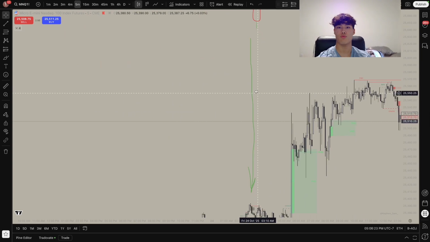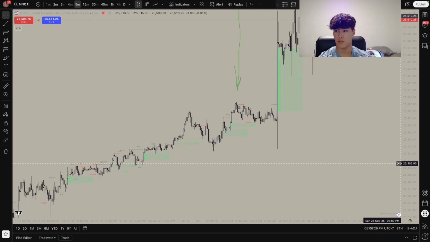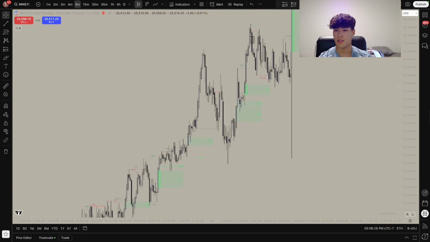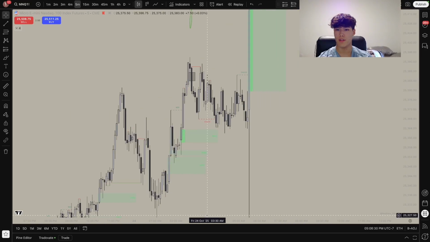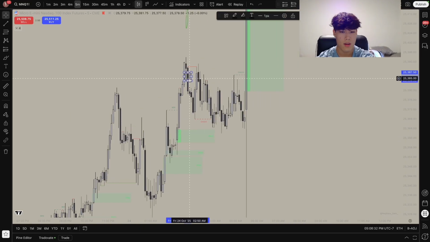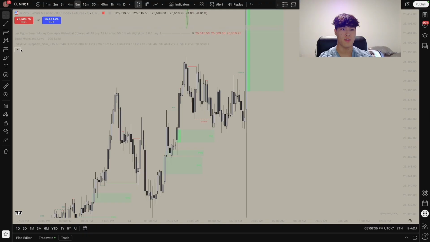Let's hop into a real chart example. So let's get onto the actual charts. Now, obviously, you can see I have an indicator for fair value gaps. Let's get rid of that. My indicator, I'll show you guys my indicator real quick. It's this.